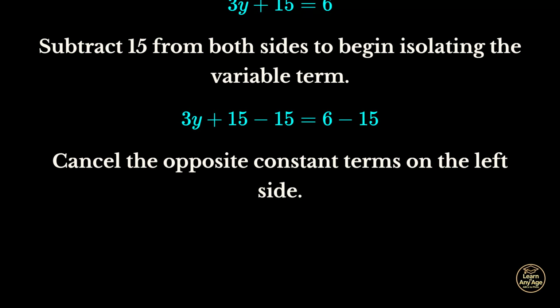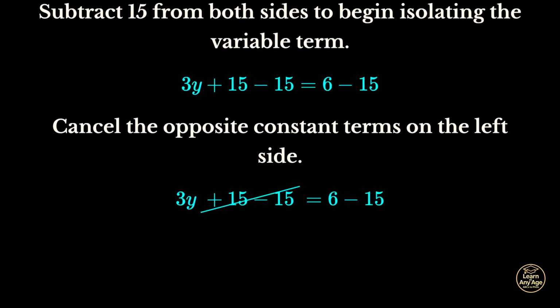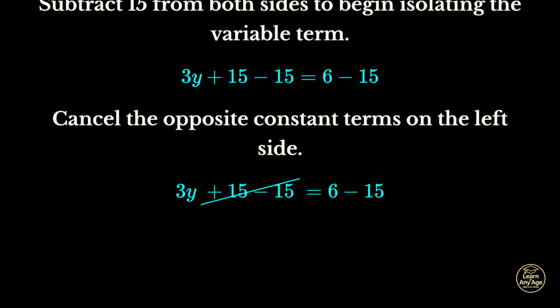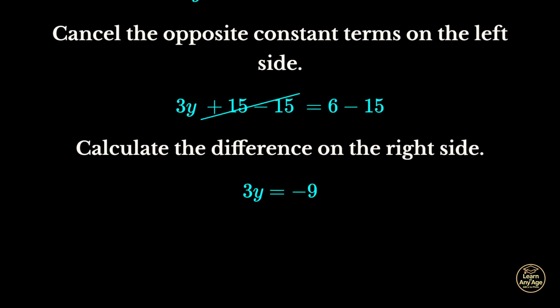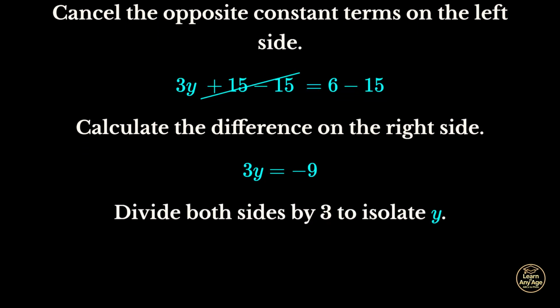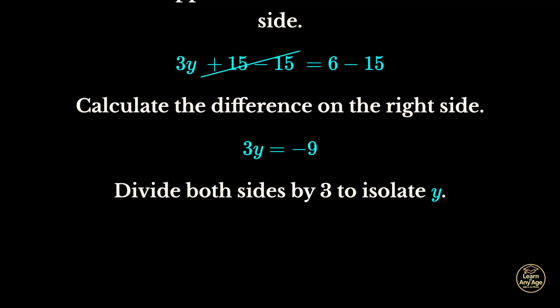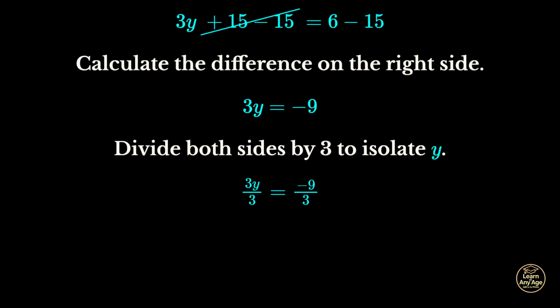Cancel the opposite constant terms on the left side. 3y plus 15 minus 15 cancelled out equals 6 minus 15. Calculate the difference on the right side. 3y equals minus 9. Divide both sides by 3 to isolate y. 3y over 3 equals minus 9 over 3.